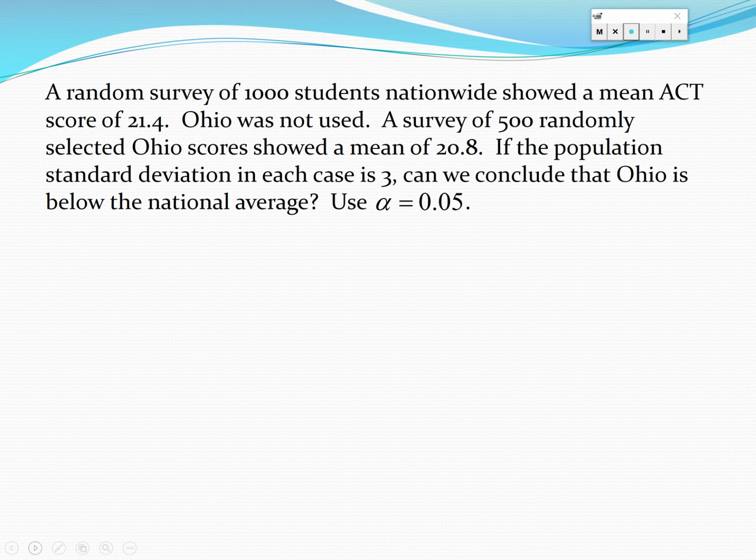So let's go ahead and try this out. We have a random survey of 1,000 students nationwide, showed a mean ACT score of 21.4. Ohio was not used. A survey of 500 randomly selected Ohio scores showed a mean of 20.8. If the population standard deviation in each case is 3, can we conclude that Ohio is below the national average?